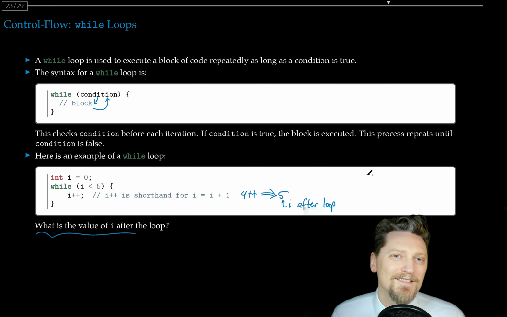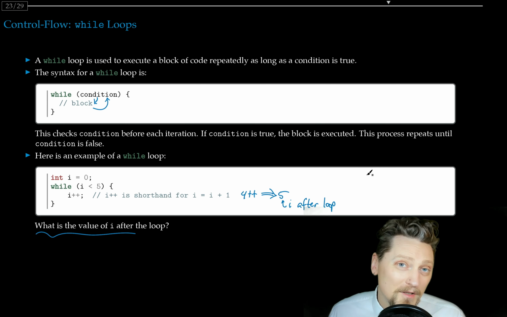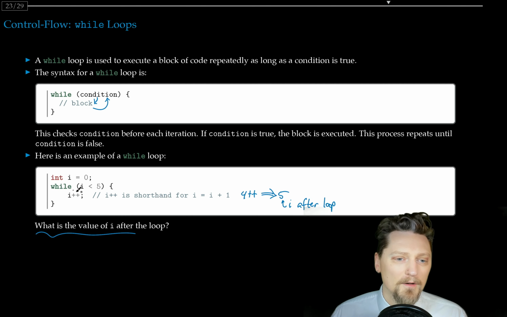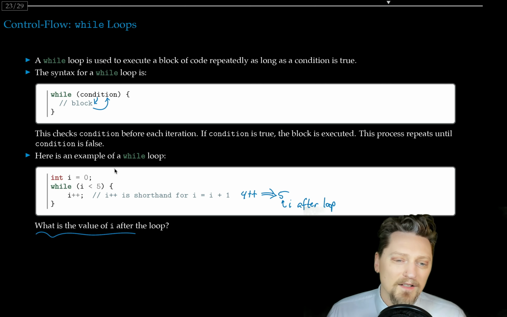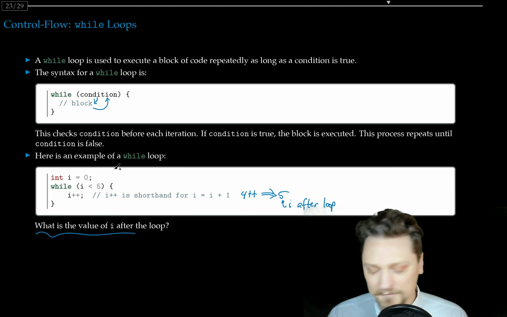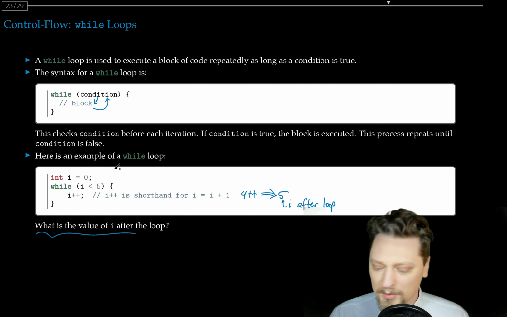Okay, so that is our while loop. Very similar to a for loop. And in fact, you don't need for loops. You can always use a while loop if you want, using an iterator explicitly, but a for loop makes it a little bit more syntactically convenient. So there's the while loop.